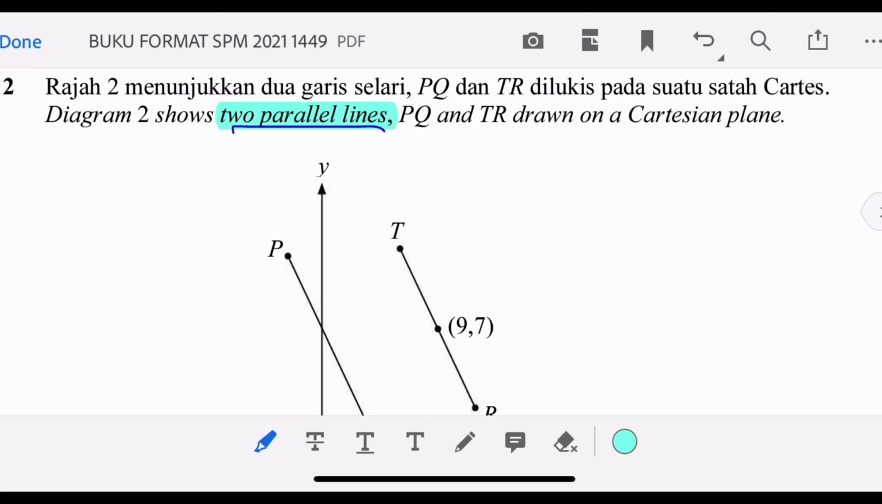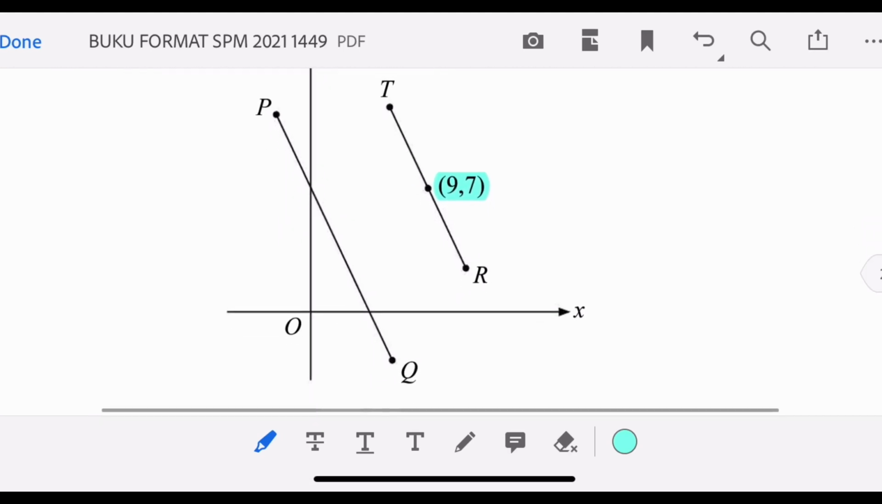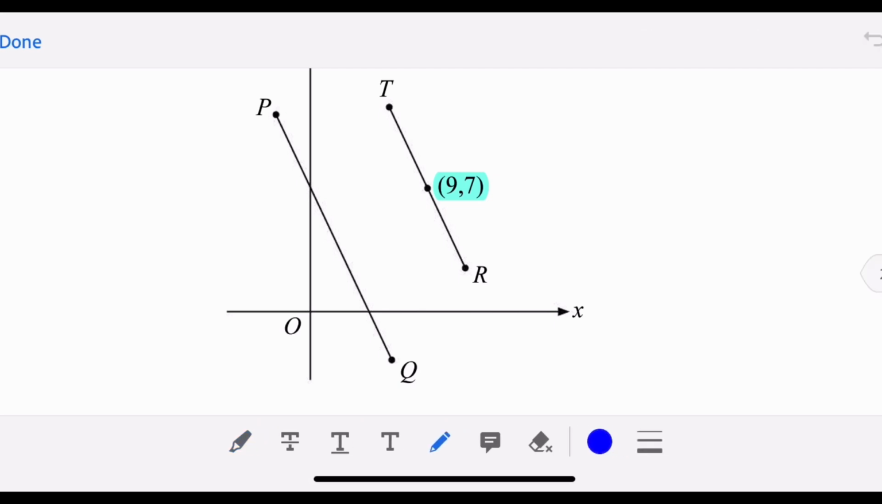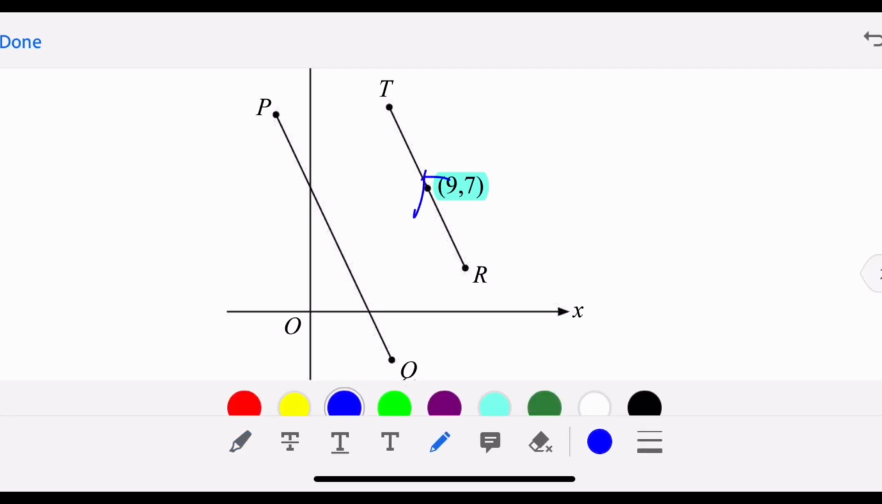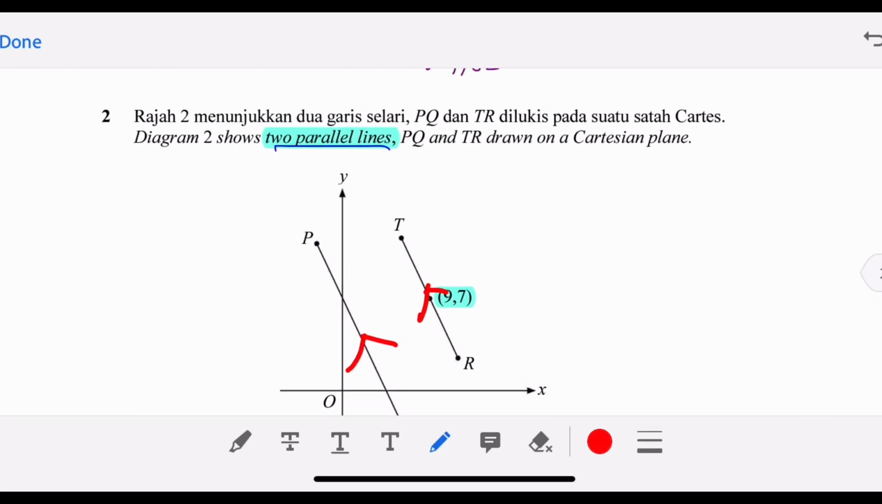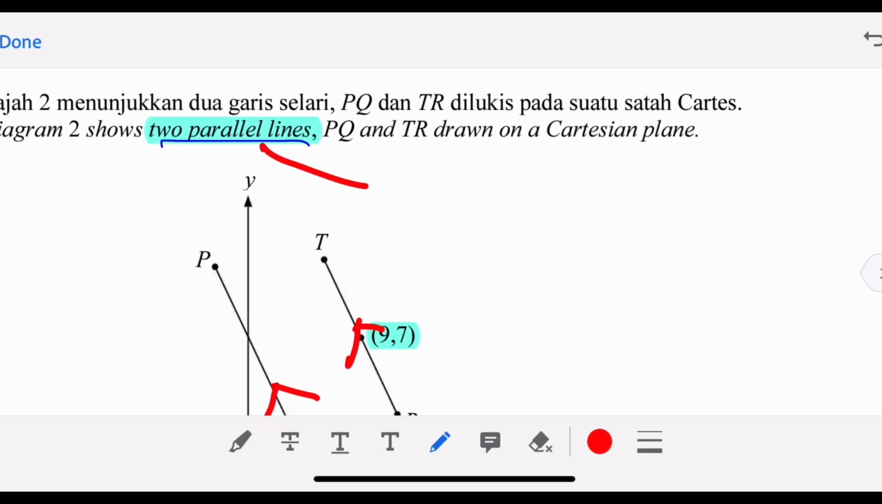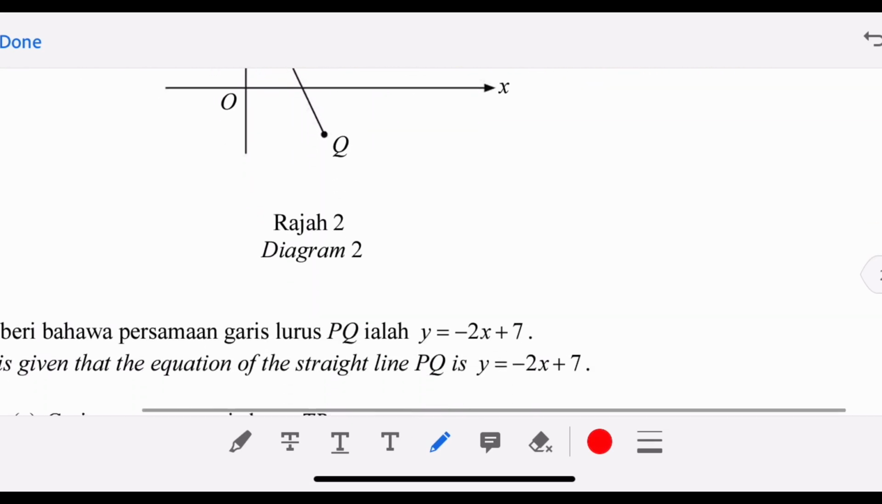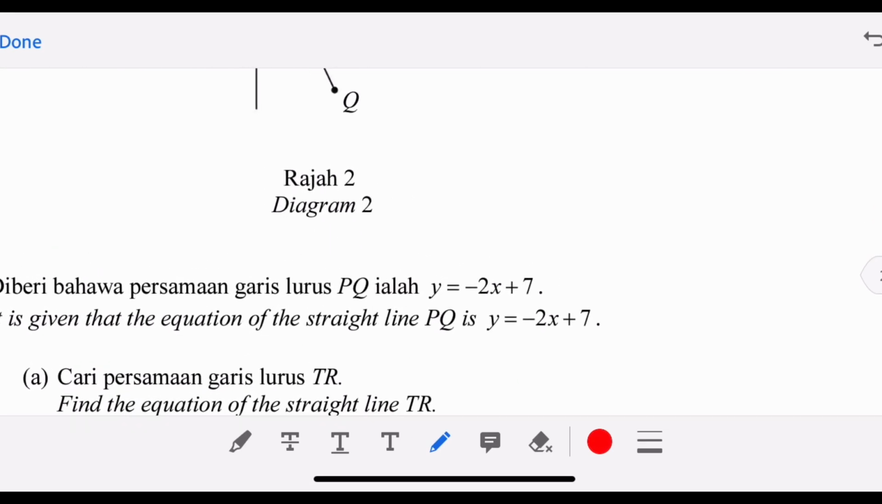So they can give you the gradient in terms of the equation, or if they want to make the question easy, they will give you 2 points. But for this one, it seems like they didn't give you 2 points, so they will give you the equation of the straight line. One of the lines, they should give you the equation, because they say both lines are parallel lines, so it means the gradients are the same.